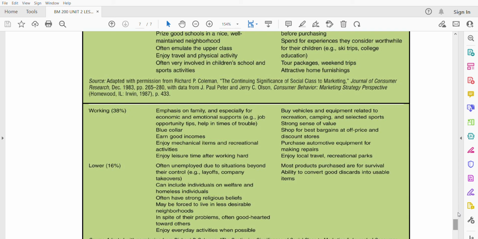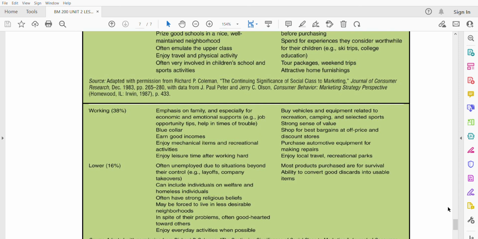So, they often are inclined to buy vehicles and equipment related to recreation, camping, and selected sports. They have a strong sense of value, like when they buy something, it has to be of great value, dugay maguba, kinahanglan, sulit ang kwarta nga gibayad. Shop for best bargains at off-price and discount stores.